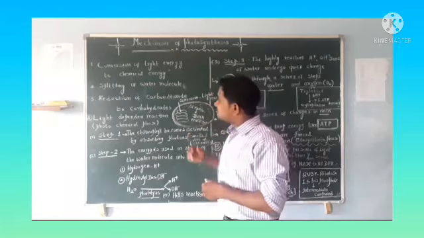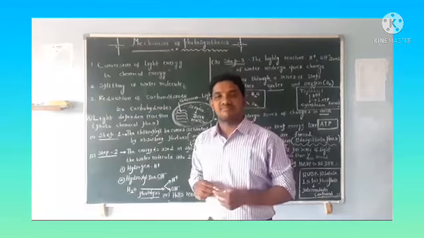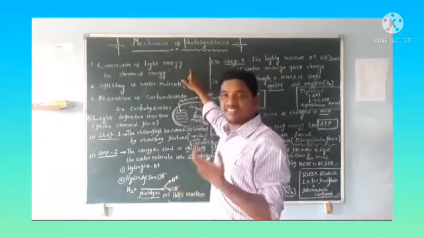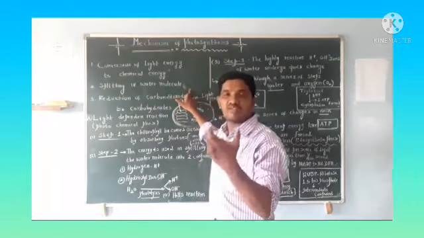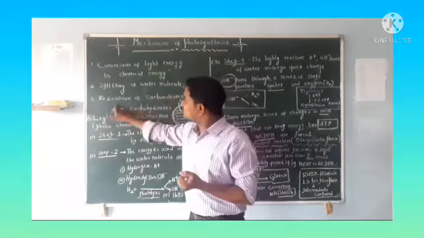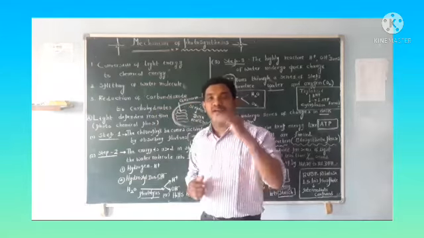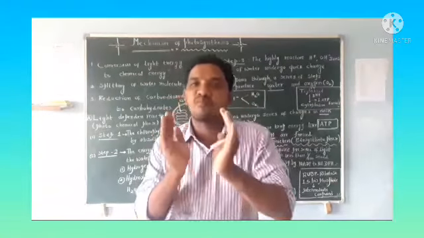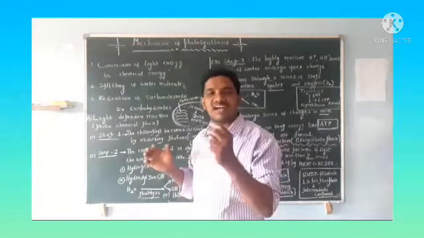Before going to this, the total chemical reactions are classified into three. First one is conversion of light energy to chemical energy. Second one is splitting of water molecule. How the water molecule is splitting, dividing, or breaking down. Third one is reduction of carbon dioxide to carbohydrates. How carbon dioxide is reduced to form glucose, that means carbohydrate. These are the three sequential events that occur in the chloroplast.